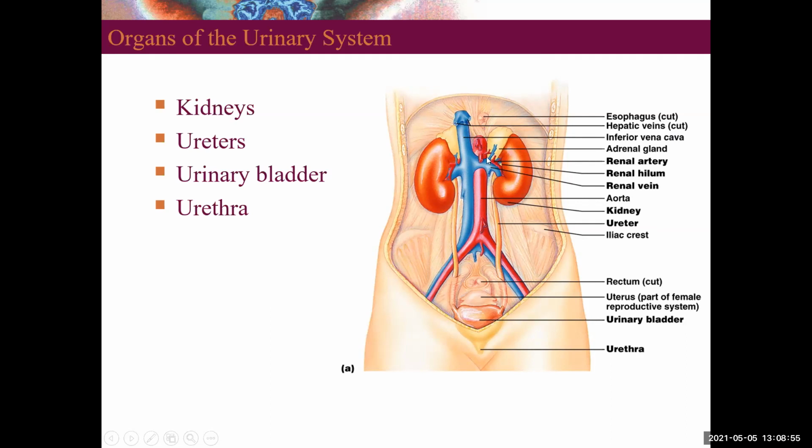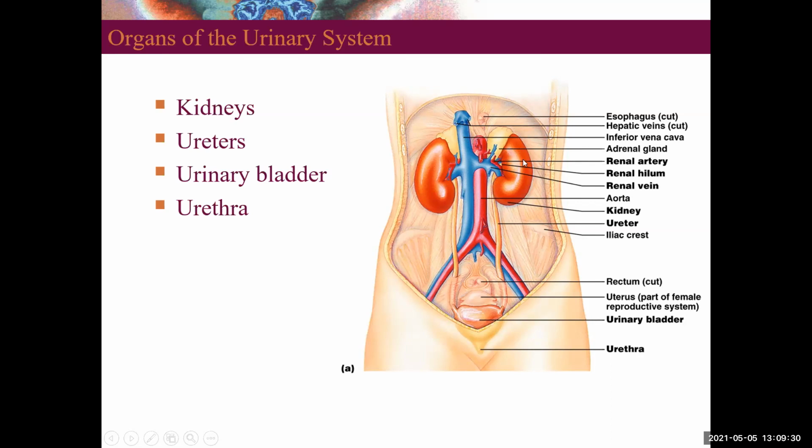So the right renal artery, on this side, is longer than the left renal artery, because the aorta is slightly towards the left side. Similarly, the left renal vein is longer than the right renal vein, because the inferior vena cava is slightly on the right side. That's why it takes a longer route to go to the kidney.